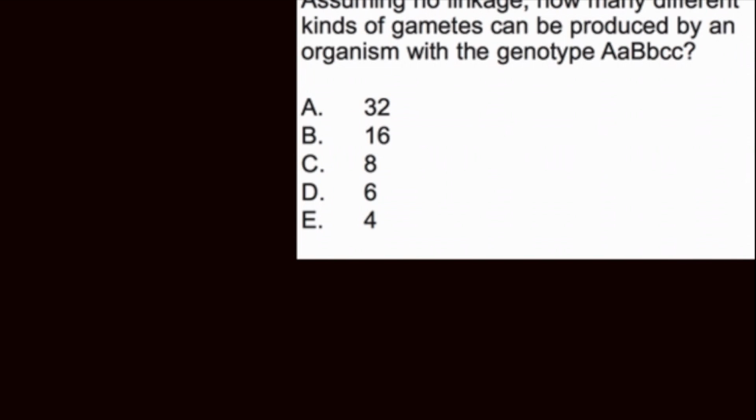So the first thing we need to recognize is that this is a trigenic genotype. So we have three genes. We have the A gene, the B gene, and the C gene. So we know that A is heterozygous, B is heterozygous, and C is homozygous recessive.